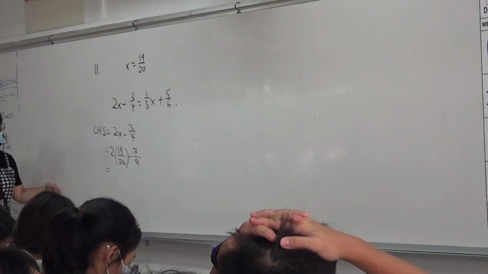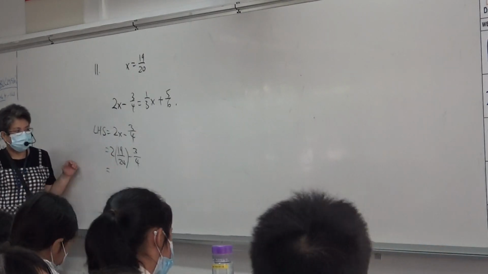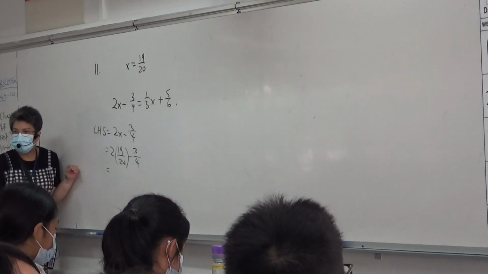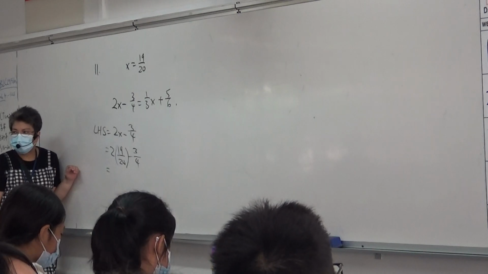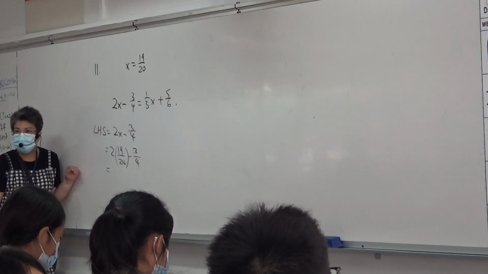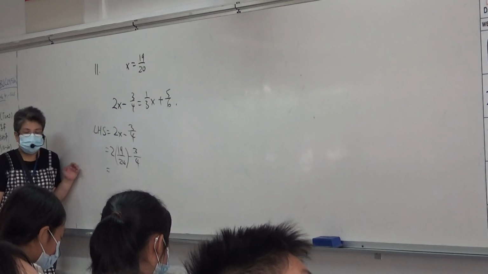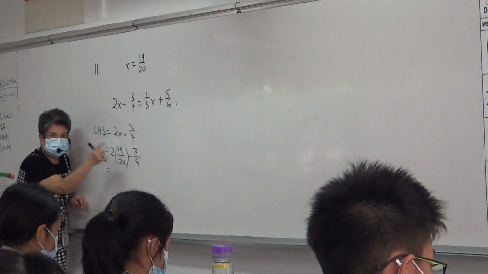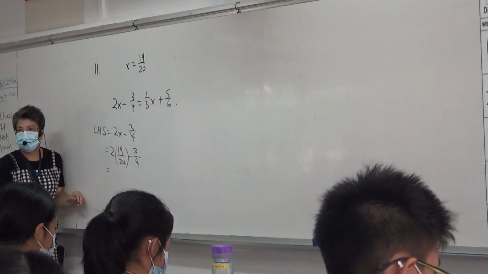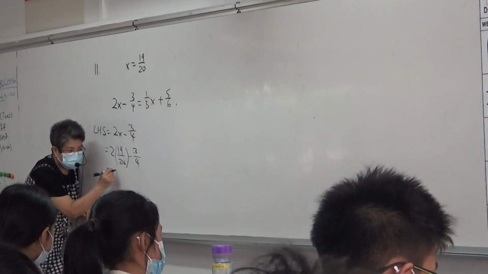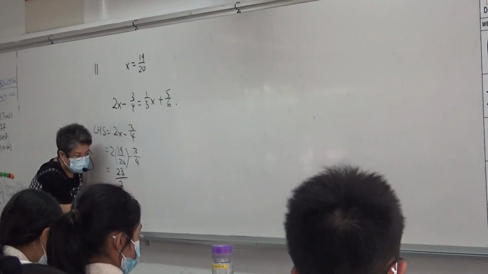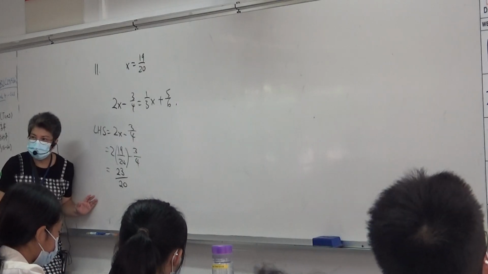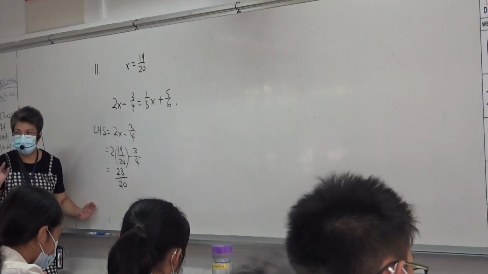What's your answer? 2 times 19 over 20 minus 3 over 4. Just give me the answer. Is it 23 over 20? Yes, okay. Equal fraction is fine.